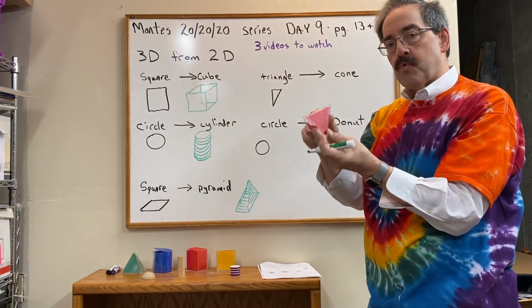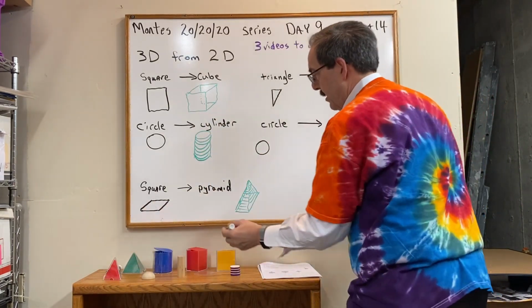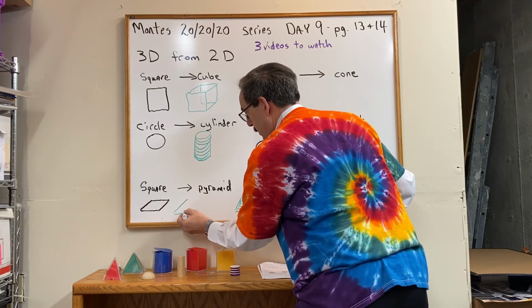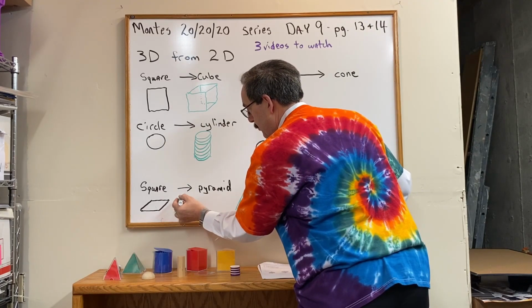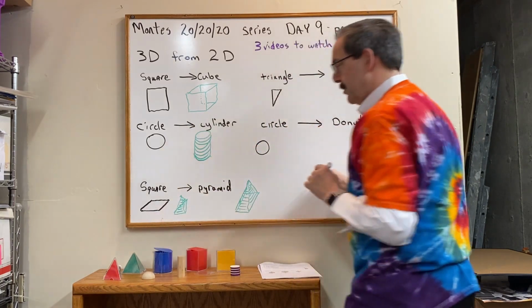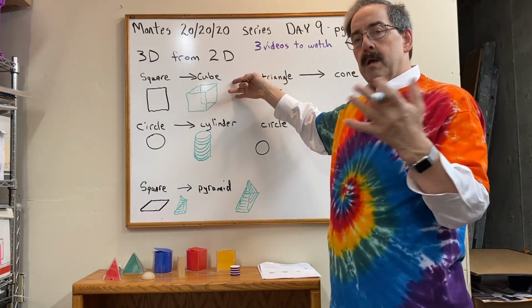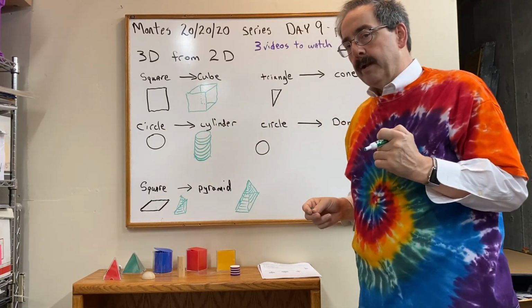There are other types of pyramids. How about a triangular pyramid? How could we do that? Start out with a triangle, and then keep building triangles. So build a cube, build a cylinder, build a pyramid.